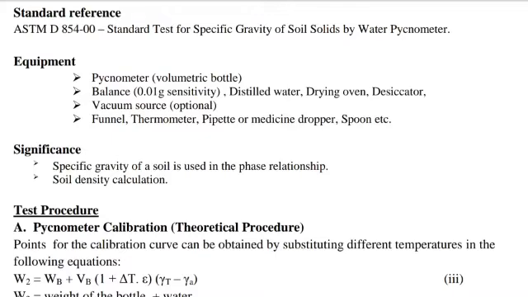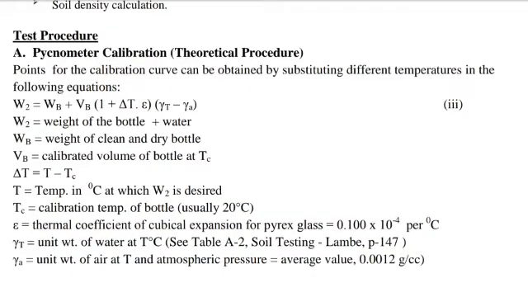Equipment: pycnometer, volumetric bottle, balance with 0.01 gram sensitivity, distilled water, drying oven, desiccator, vacuum source optional, funnel, thermometer, pipette or medicine dropper, spoon, etc. Significance: specific gravity of a soil is used in the phase relationship and soil density calculation. Test procedure: A. Pycnometer calibration, theoretical procedure. Points for the calibration curve can be obtained by substituting different temperatures in the following equation.